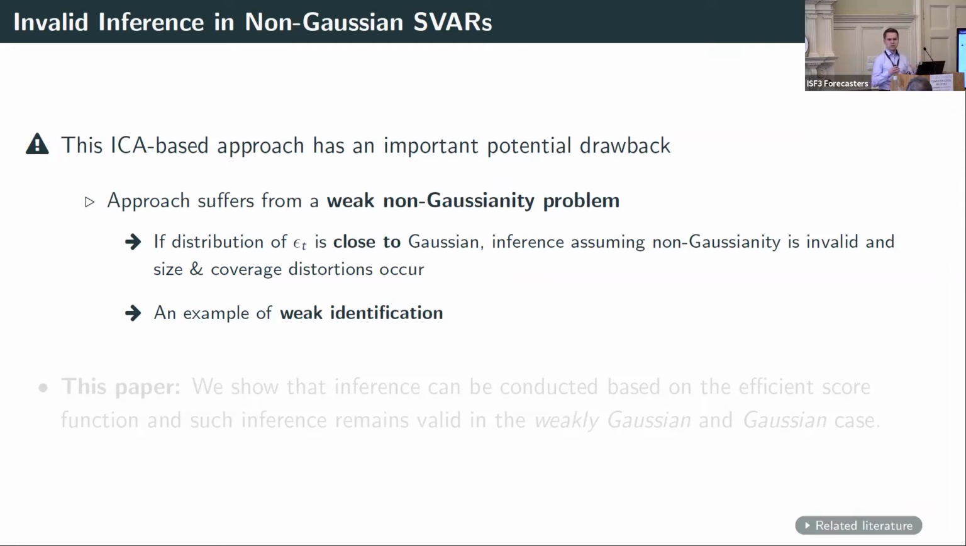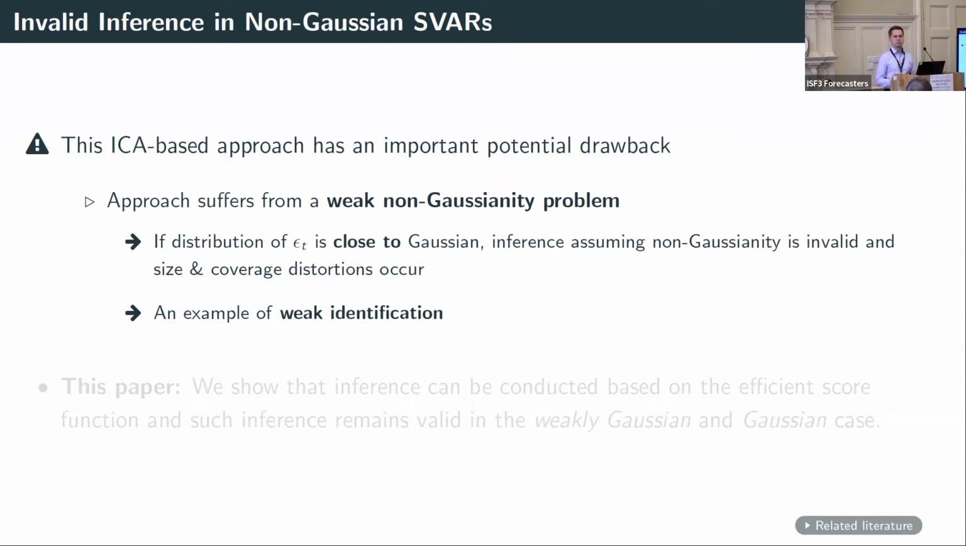And if these shocks indeed are somewhat closer to a Gaussian distribution, then it turns out that standard inference in the structural VAR is no longer valid, and you get size distortions if you test hypotheses on this A inverse matrix, or coverage distortions if you try to construct bands for the structural impulse responses. And so the intuition behind this is essentially just another weak identification problem, right?